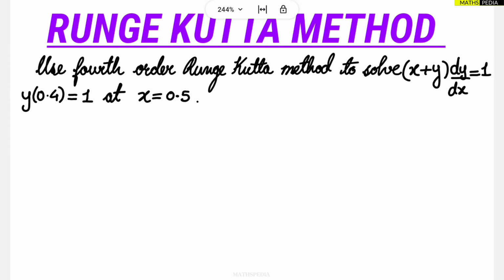So hey guys, in this video we are going for the second problem here, Runge Kutta method. Now we have to use here the fourth order of the Runge Kutta method, and to solve x plus y dy by dx is equal to 1. This is the equation given, and y of 0.4 is equal to 1. This is the given initial condition. At x equal to 0.5 we have to find the value of y, right?